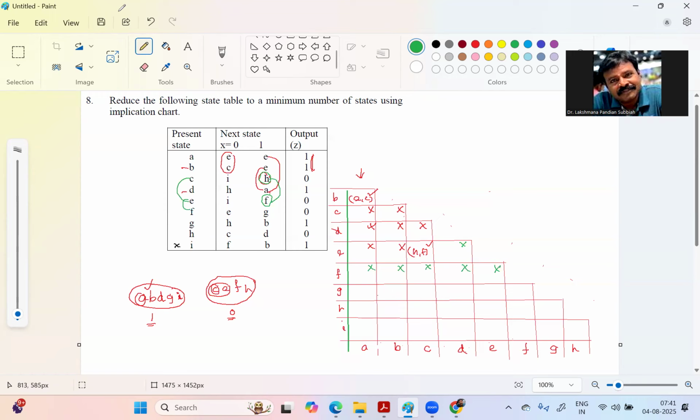Right. Next, we are having A and G. A and G is same. Right? Then we are having now A and G, EH. Here we are having now in G, EH.